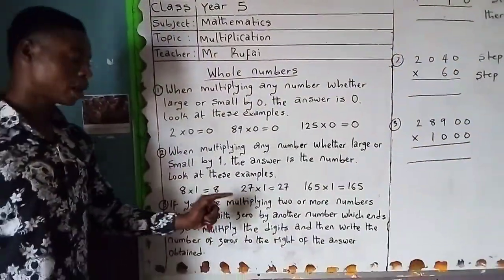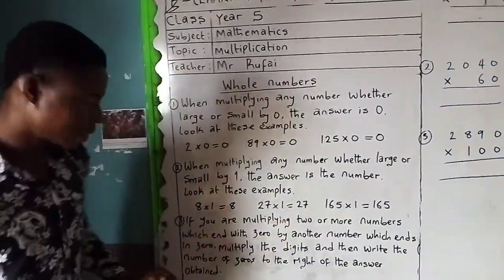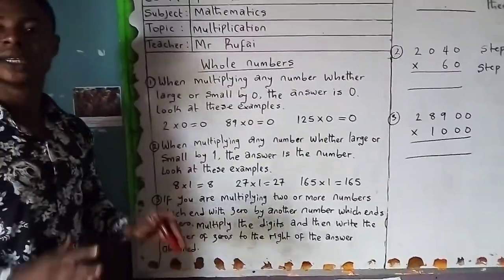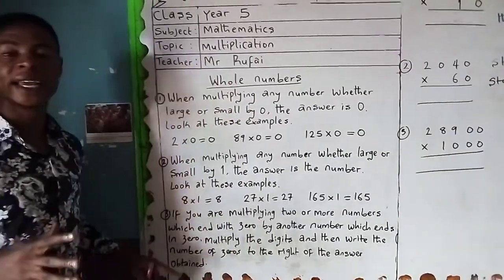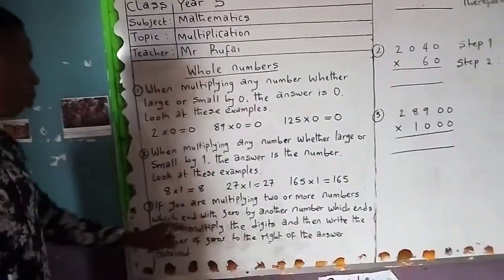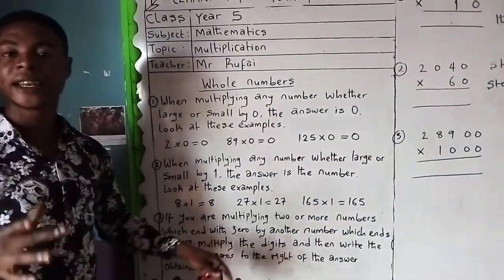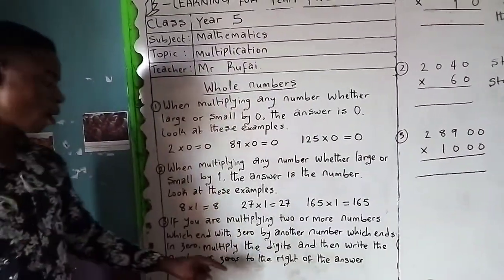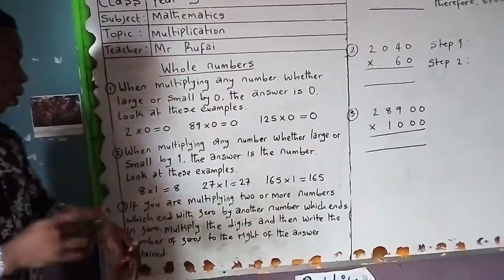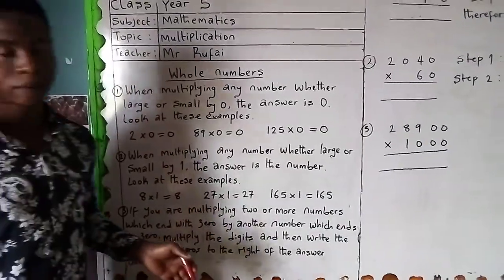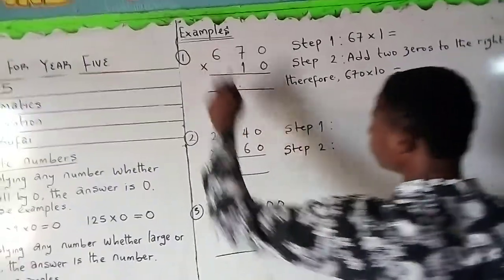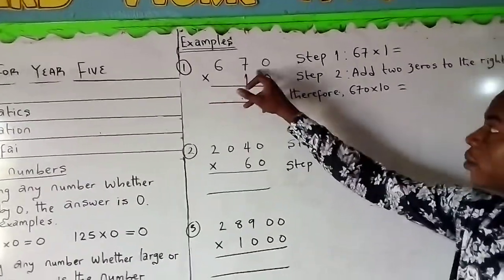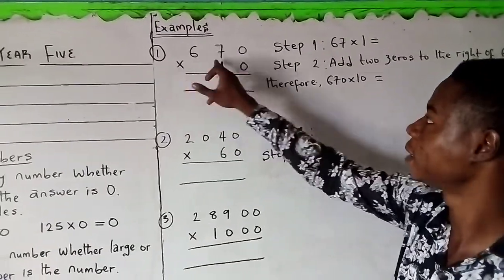Then, if you are multiplying 2 or more numbers which end with 0 by another number which ends with 0, multiply the digits and then write the number of zeros to the right of the answer obtained. So let's take a look at this. So example here, we have 670 multiplied by 10.